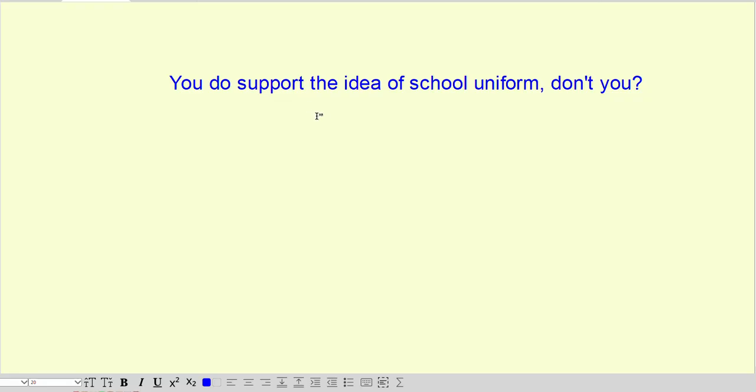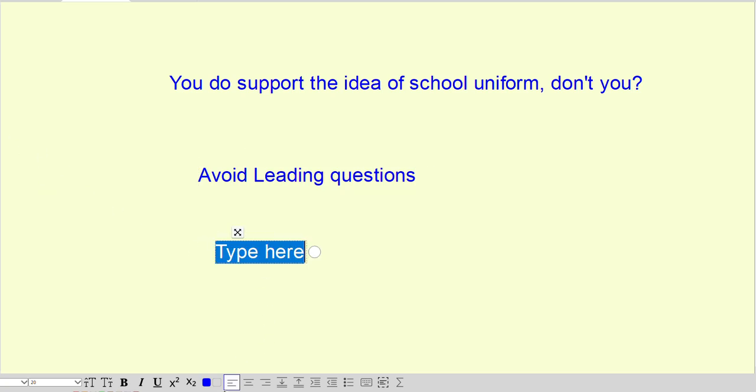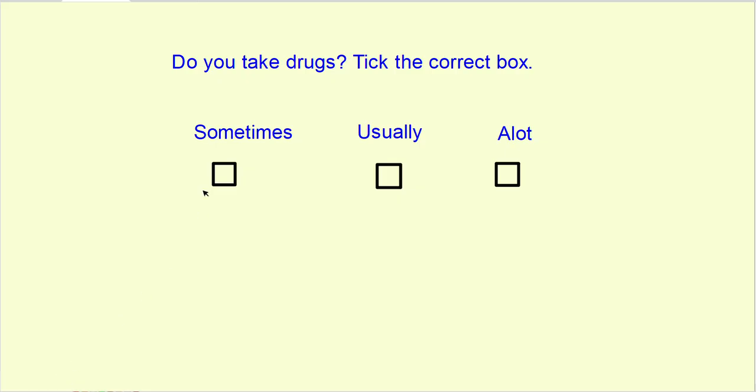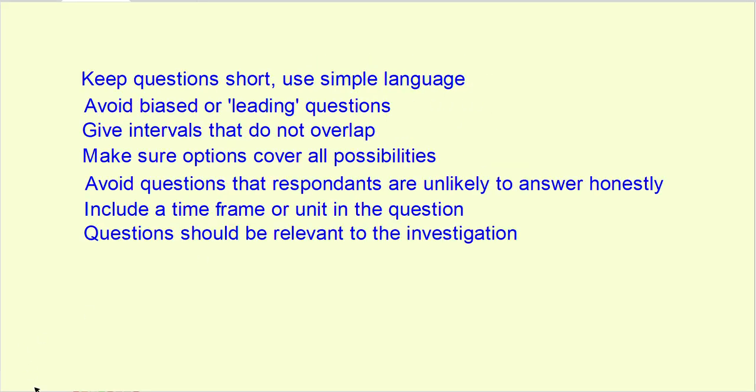You do support the idea of school uniform, don't you? Now, this is called a leading question, okay? And we don't want leading questions because it's trying to make your respondent want to agree. You do support, okay? So it's kind of like guiding you towards a specific answer. Avoid leading questions. Do you take drugs, right? This is what we would call a question that is offensive, personal, embarrassing. It's not one that someone's gonna answer honestly, potentially.